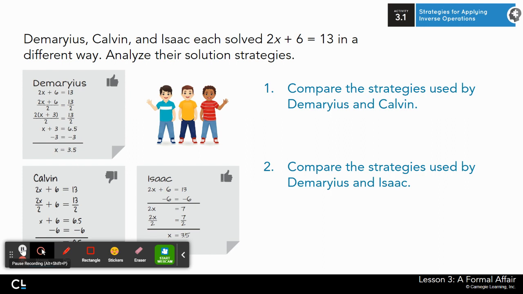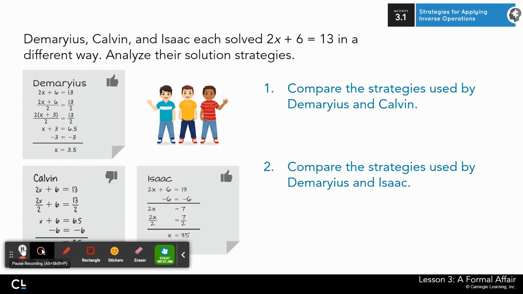So ask yourself those questions as you're comparing, and don't be afraid to annotate and mark it up. All right, at this time, set your timer for about 4 to 5 minutes. Pause here. You're answering 1 and 2.